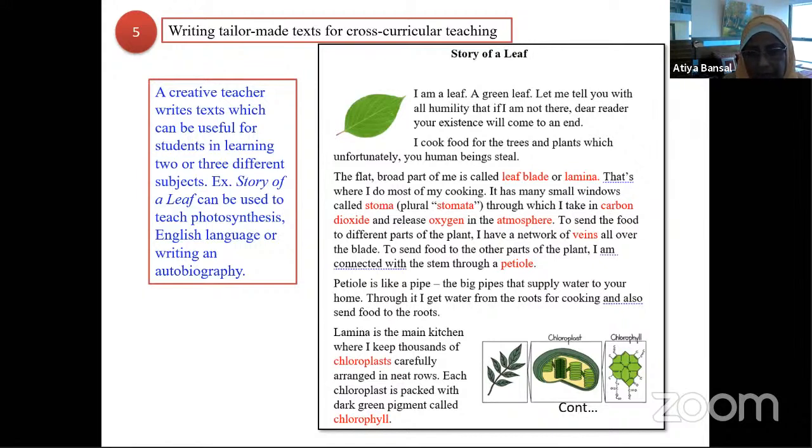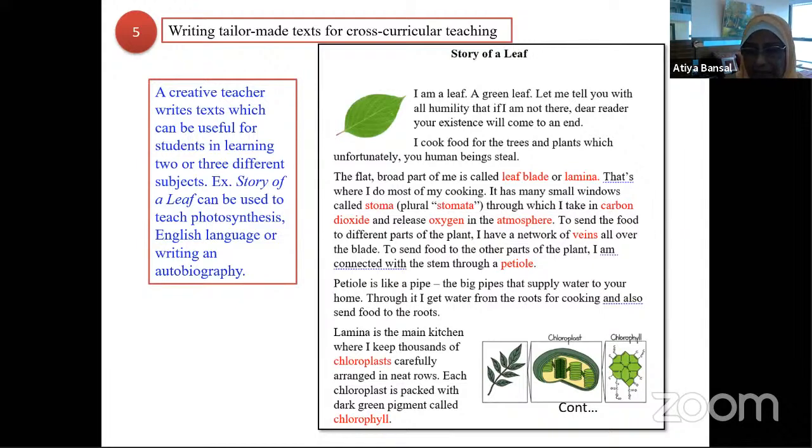To send the food to different parts of the plant, I have a network of veins all over the blade. To send food to other parts of the plant, I am connected with the stem through a petiole. A petiole is like a pipe, like the big pipes that supply water to your home. Through it, I get water from the roots for cooking and also send food to the roots.